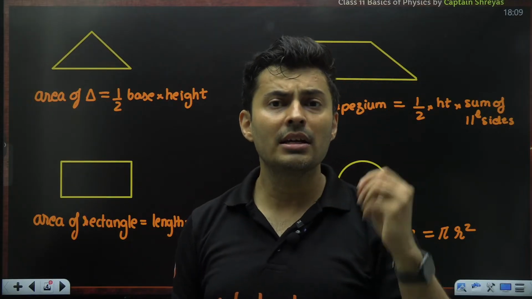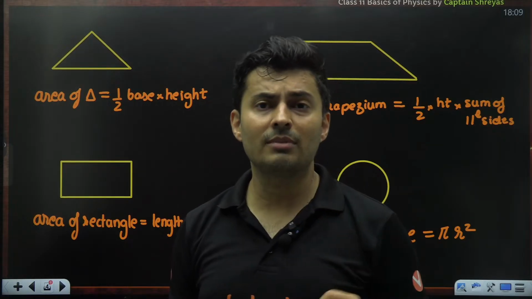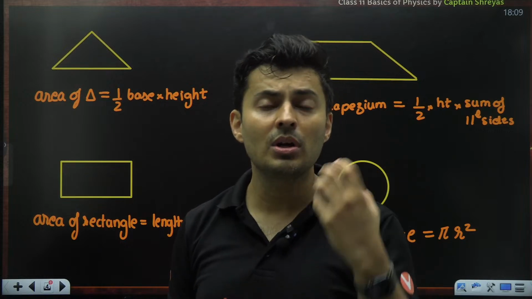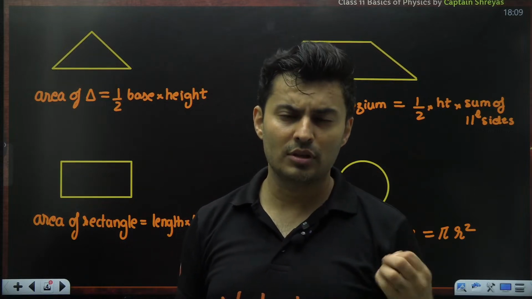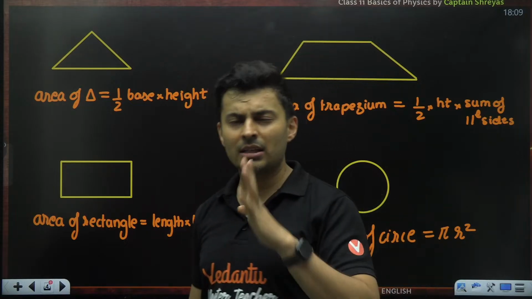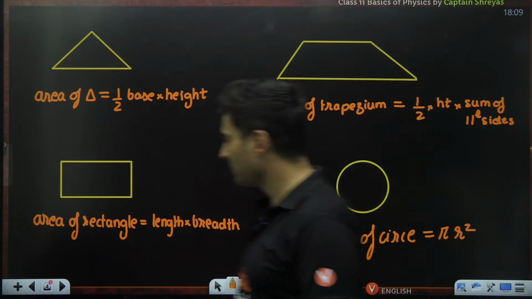You will see in the chapter of collisions, the area under force and time gives you the concept of impulse. The area under current with time gives you the charge which flows. So many places the concept of area will come. As long as the areas are standard, one of these, it becomes very easy.